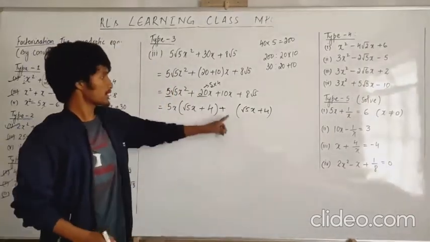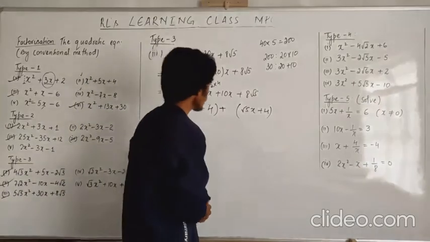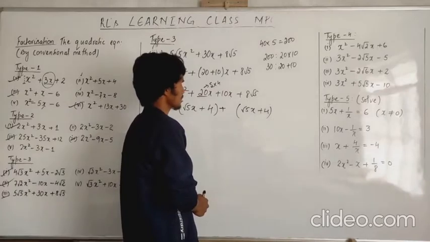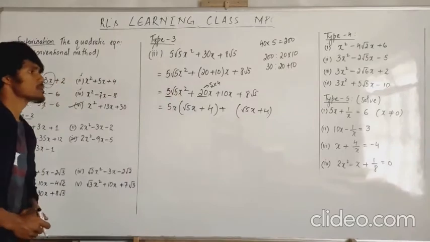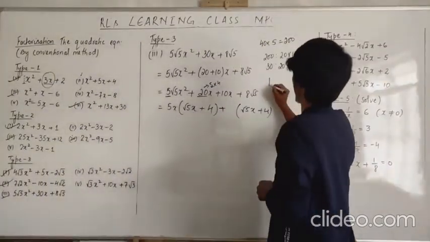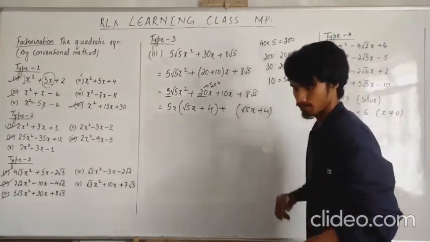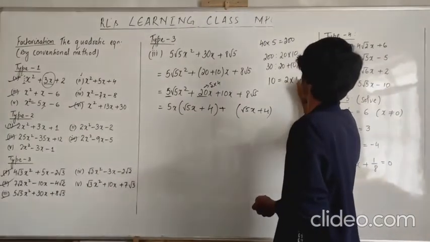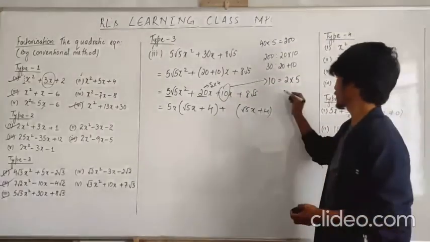What do I have to find here? Which numbers multiply to get this? Okay, what are the common here? The common here will be 10. Now 10 I can write as 2 into 5, this is 10.